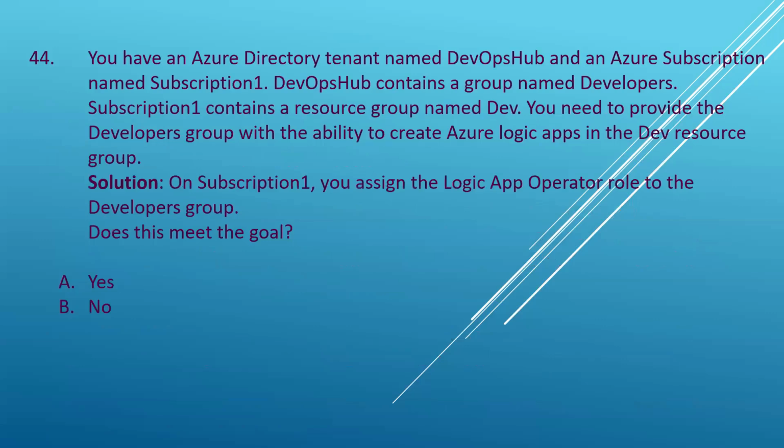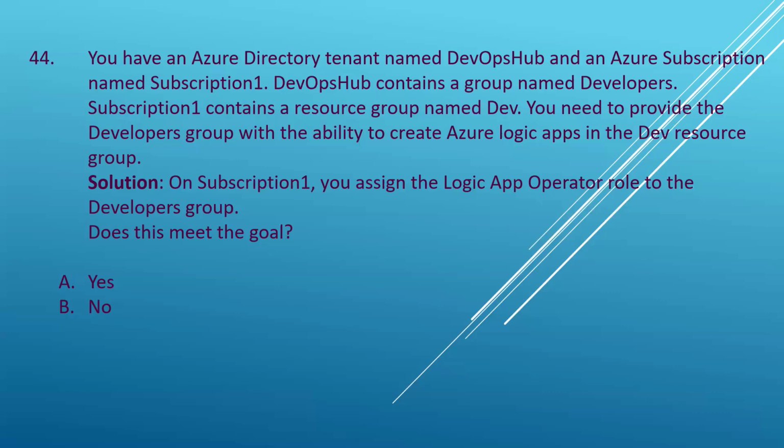You have an Azure directory tenant named DevOps Hub and an Azure subscription named Subscription 1. DevOps Hub contains a group named Developers. Subscription 1 contains a resource group named Dev. You need to provide the developers group with the ability to create Azure Logic Apps in the Dev resource group. The solution you choose is, on Subscription 1, you assign the Logic App operator role to the developers group. Does this meet the goal? You need to choose between yes or no.